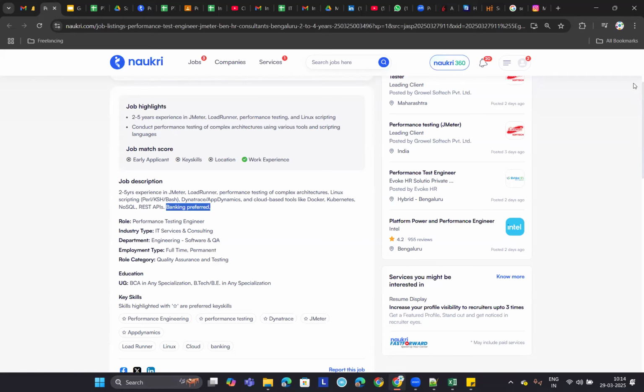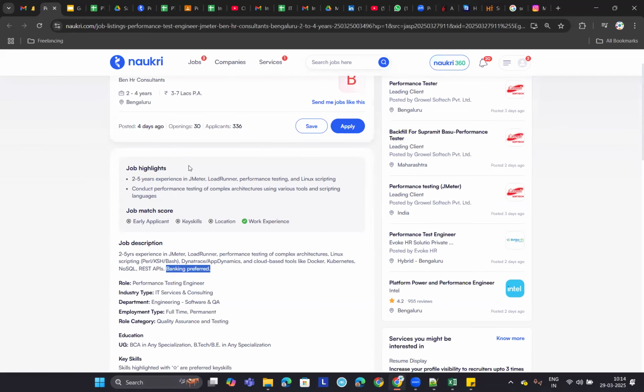Clear, guys? Those who have previously worked on any one of these tools, either LoadRunner or JMeter, can apply. Some people already had experience in one tool and joined us for the other tool, so those people can apply. It is a banking project, and mostly it may be a LoadRunner project.